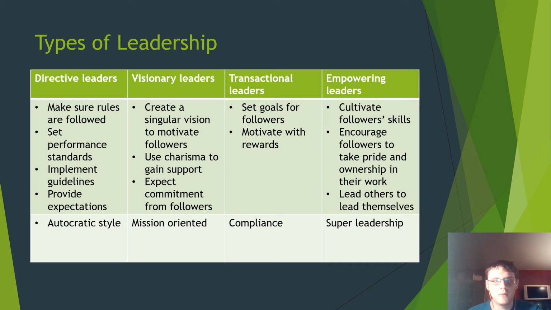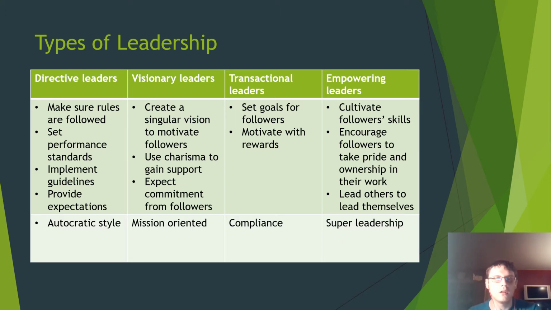Next, there's about 4 different types of leadership. The first one is direct leaders, who are kind of like by-the-book type of people. They make sure the rules are followed, set performance standards, implement guidelines, and provide expectations. They focus on an autocratic style, where a leadership style is based more on decision making without the suggestion of others. Like I said before, they follow a set of rules by the book. They're straight. They don't make exceptions for anything.